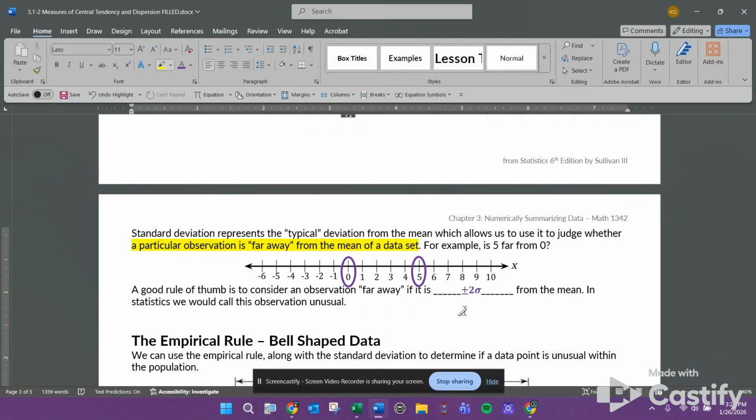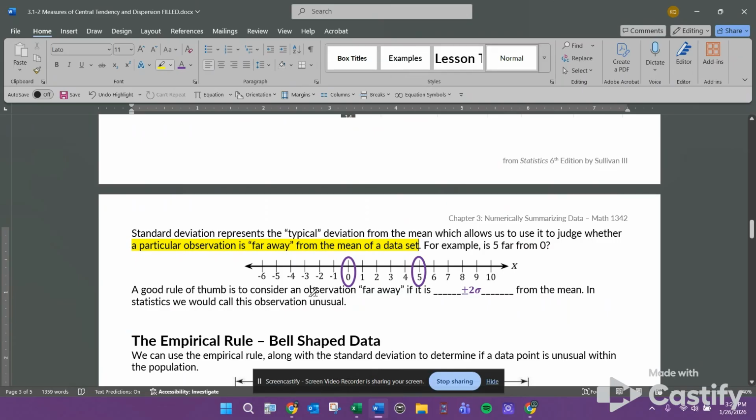the standard deviation is small, meaning if my mean is 0 and my standard deviation is 4, this is 1 standard deviation away from 0. This is 2 standard deviations away from 0. 5 is within the 1 to 2 standard deviations away from 0, so it's not that far away. But if my standard deviation was 2, here's 1 standard deviation. Here's my second standard deviation. The observation of 5 is further away from 0 since my standard deviation is smaller.